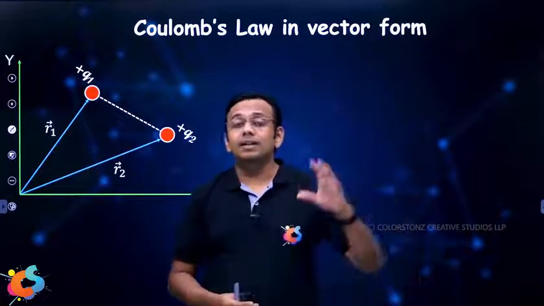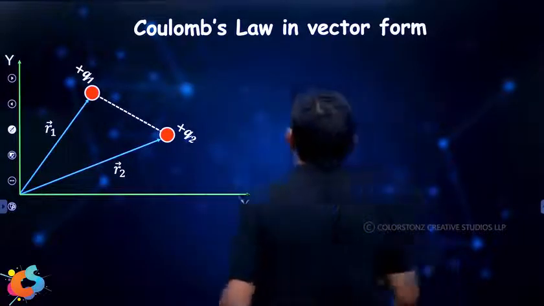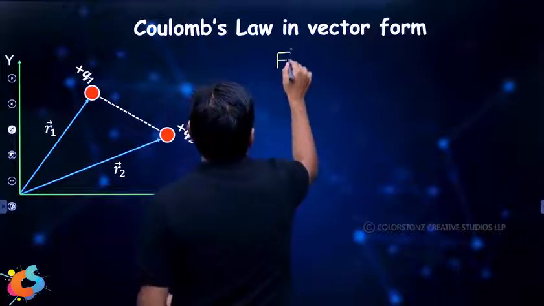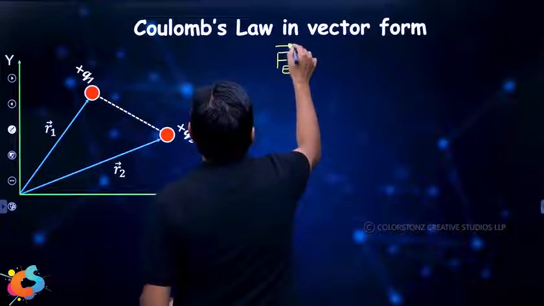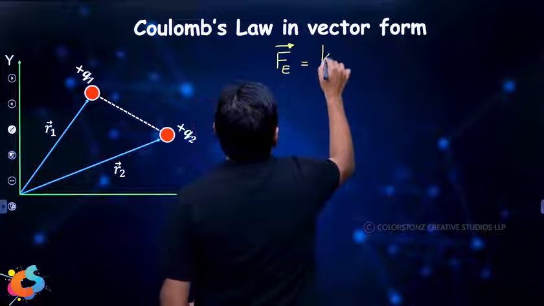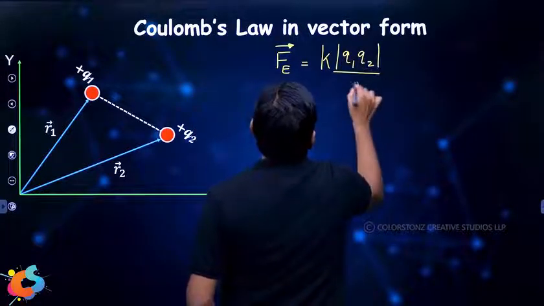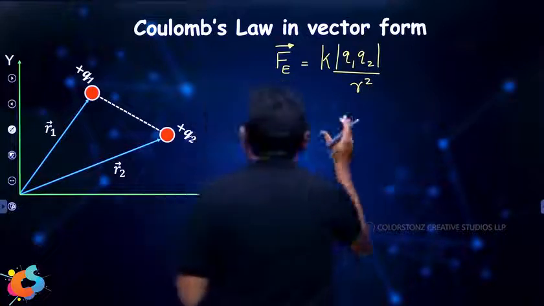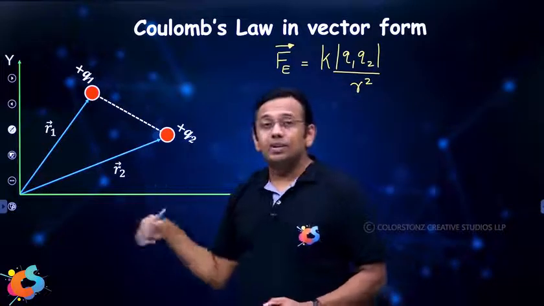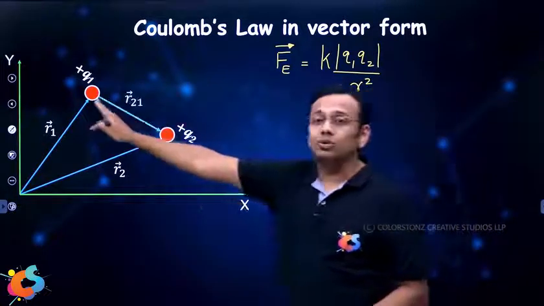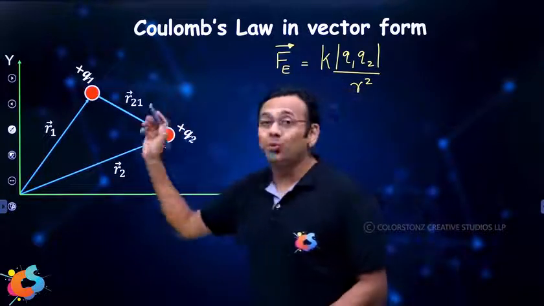For writing the magnitude of the force, we will need the separation between them. So let me quickly write the formula that we had got. Fe was equal to K mod Q1 Q2 by R square. So we still need the distance between the two charges, this distance. I can represent that distance also by a vector. I can say that it is a vector R21.